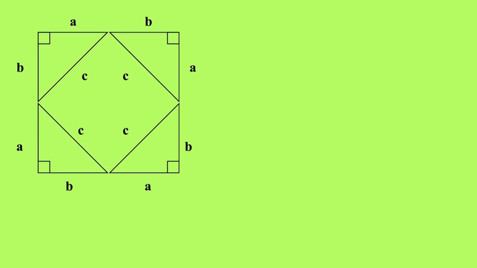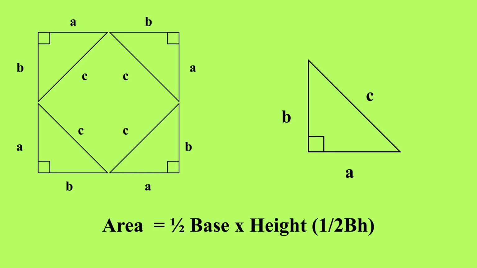Now, let's take one of those. For example, let's take one of the triangles out of there. And now I ask you, what is the area of this triangle? We know that the area of a triangle is 1/2 base times height, or 1/2 BH. So the base is going to be A and the height is B.